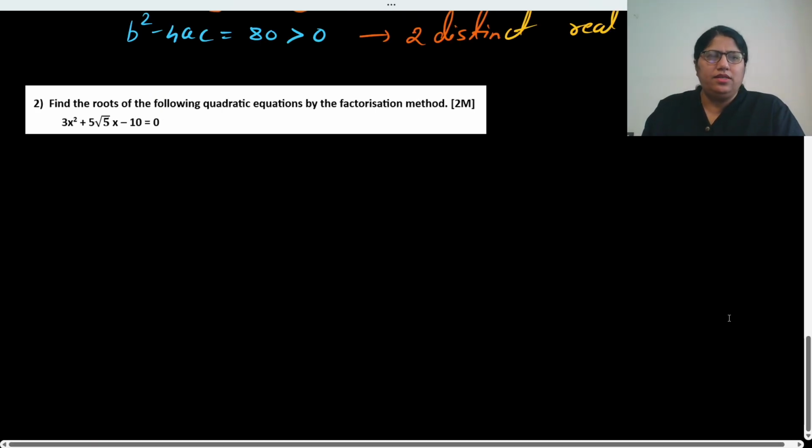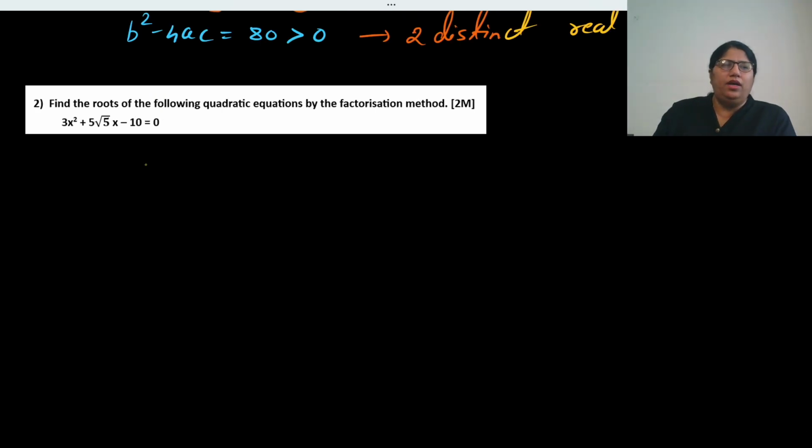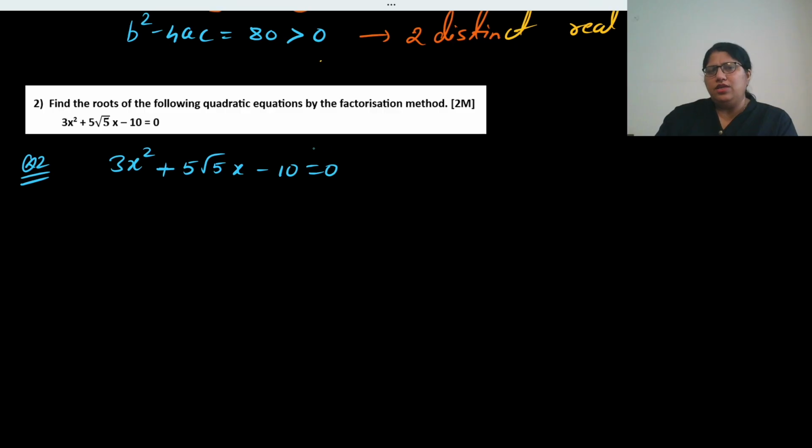So here this is your next 2-marker quadratic equation question. How are we going to do it here? It's given: find the roots of the following quadratic equations by the factorization method. Now they have specified the factorization method, which means you cannot use the quadratic formula here. So first write down whatever equation is given here. Now you know that in factorization you have to follow the splitting the middle term method, right?